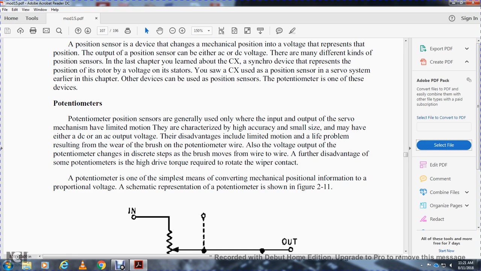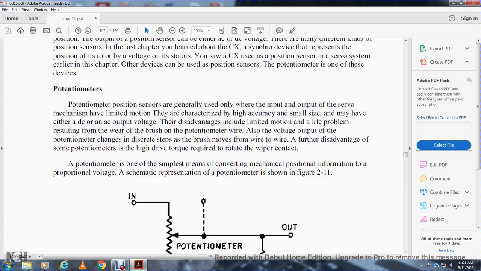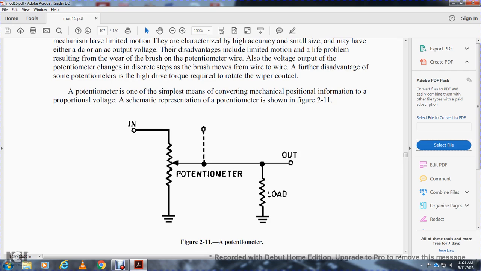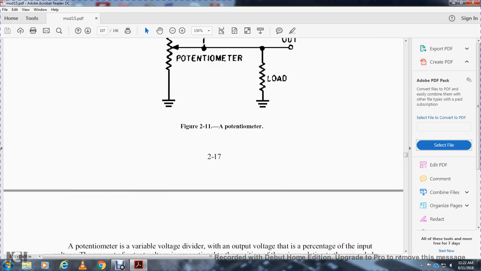voltage. A schematic representation of a potentiometer is shown in figure 2-11. It shows the input voltage going to the resistor. The potentiometer is also connected to a resistor to ground, and from the wiper, the output goes between the potentiometer and the load resistor to ground.